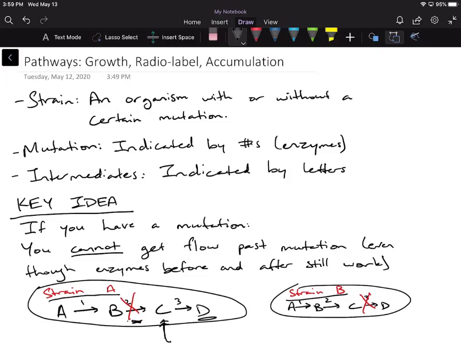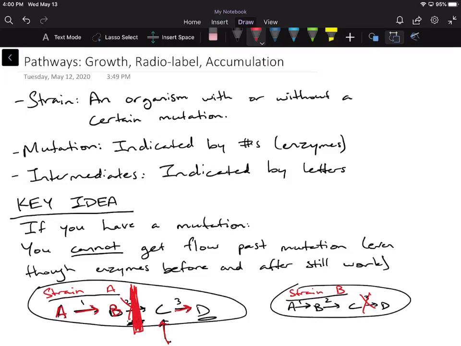So the idea here is that if you have a mutation, you can't get flow past this mutation. You could think of it as kind of like a roadblock. This is going to block everything before it from going through. But if I add back intermediates after the mutation, this enzyme continues to work, and same with enzyme number 1. So if I added A, I can still convert some of it to B, okay? But it's just that enzyme 2, because that's mutated, I'm not going to get flow past it.